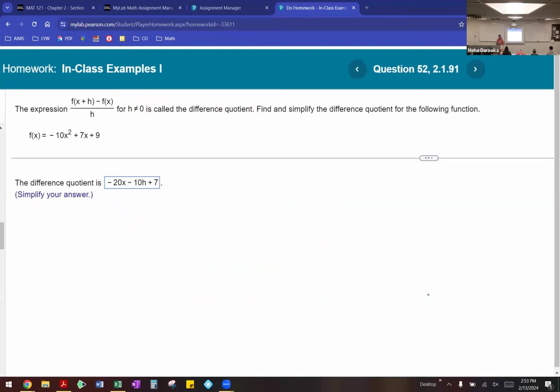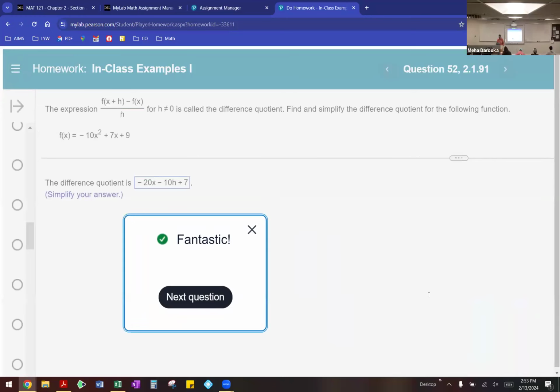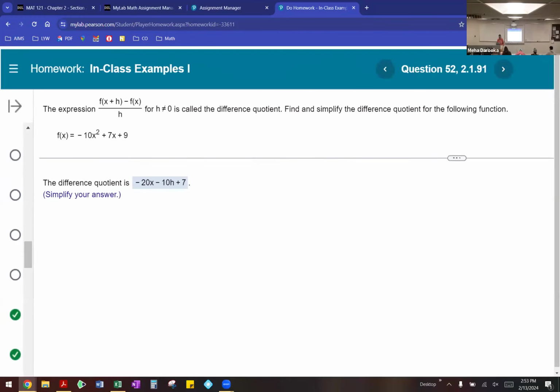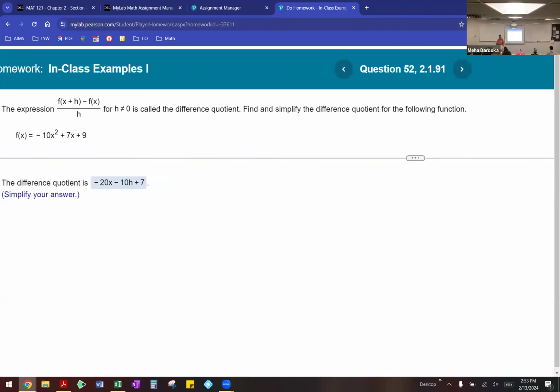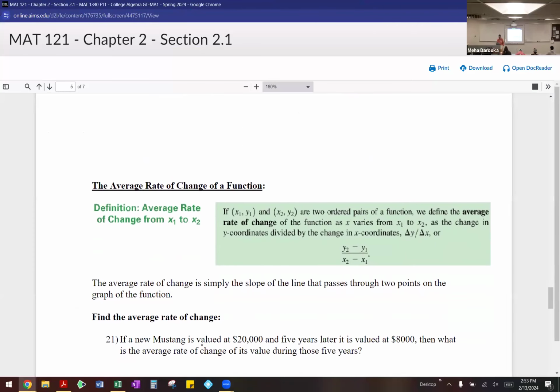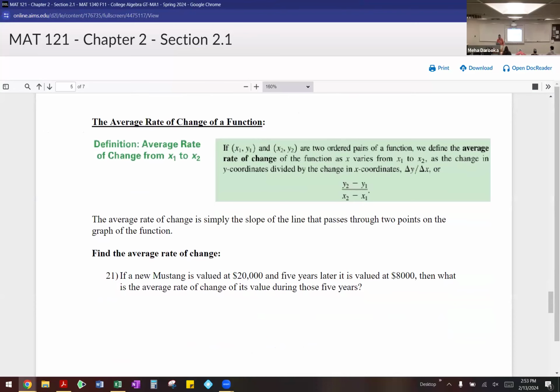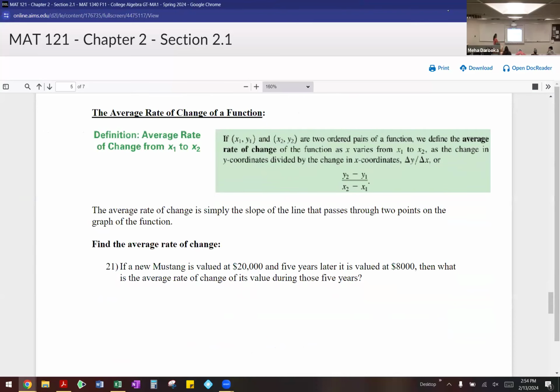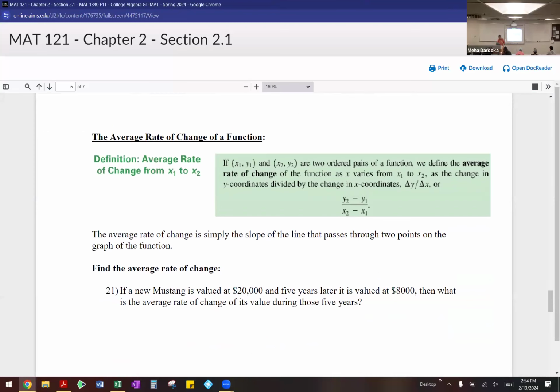There we go. There's your answer. So let's check and see if we did this correctly or not. All right. That's it. All right, so now that you've seen the calculation, you can kind of see the explanation over here. So I know our average rate of change, the slope formula, looks a little bit different than the function we just looked at, but basically it's the same formula.